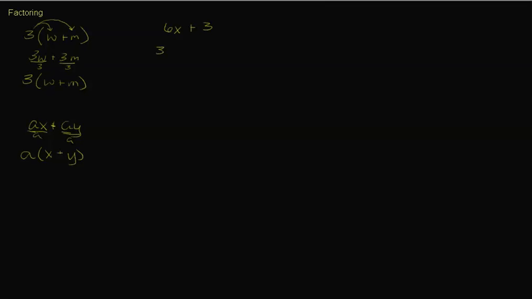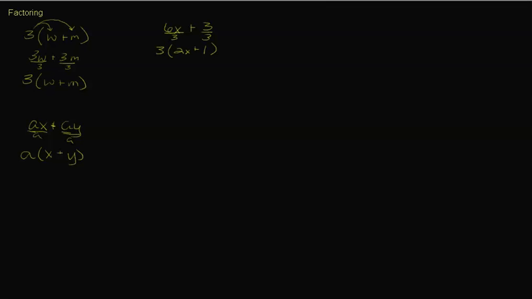So we pull out a 3, we make parentheses, and then we divide each by 3. So we're left with 2x plus 3 divided by 3 is 1, right? So that's factoring, pulling out the greatest common factor, and what's left on the inside is what you divided by. Let's do another one.